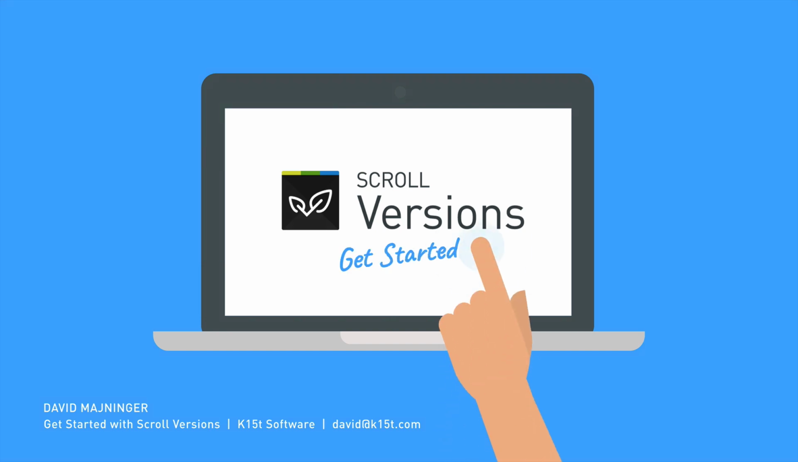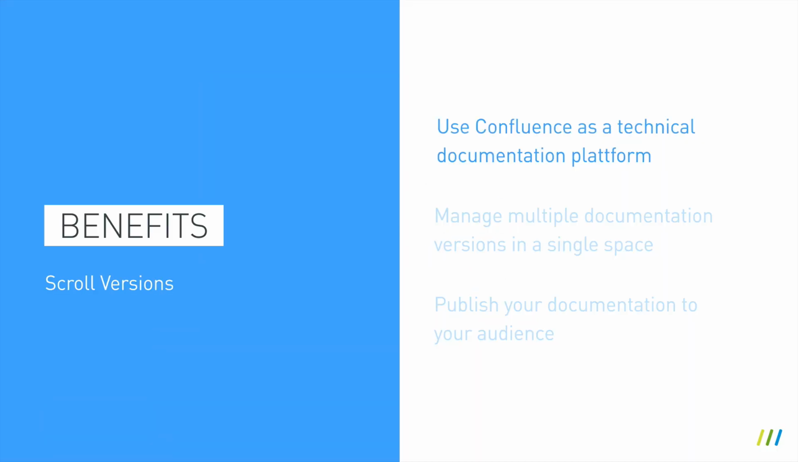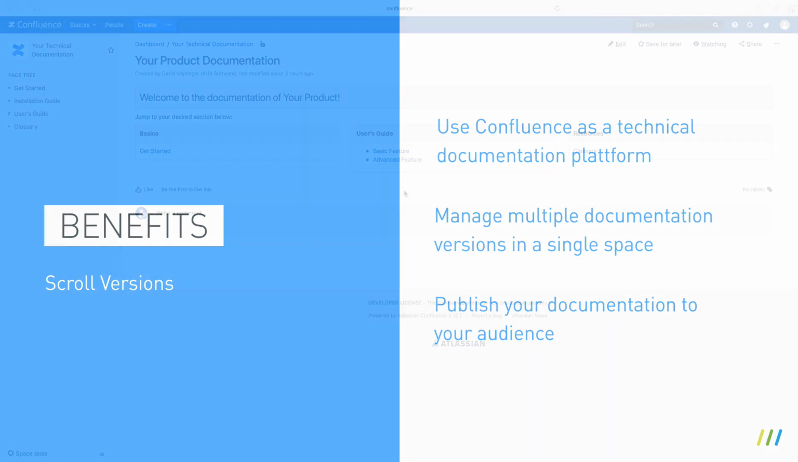I will give you a quick overview of what Scroll Versions can do for your documentation team. Scroll Versions is an app that allows you to use Confluence as a technical documentation platform. It enables you to simultaneously manage multiple versions of your documentation in one Confluence space. Once ready to be released, you can publish your docs to a space of your choice and make it available to anyone. Enough bullet points for now though, let's see it in action.